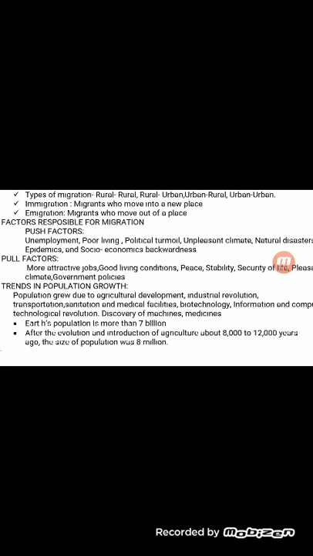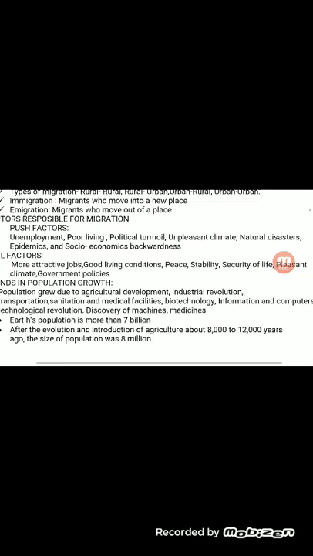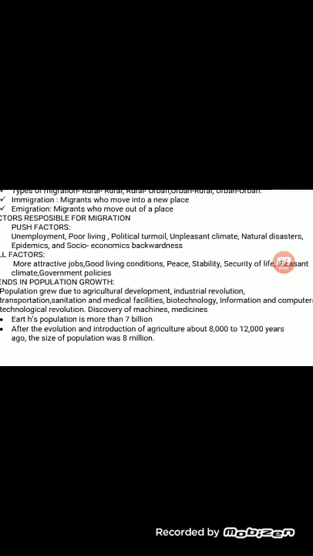Peace and stability is another important factor for in-migration or immigration of people. When the situation is very peaceful and stable, people love to live in those places for a longer period of time. Security of life. When the law and order system is working properly and there is security of life, people love to live in those places.